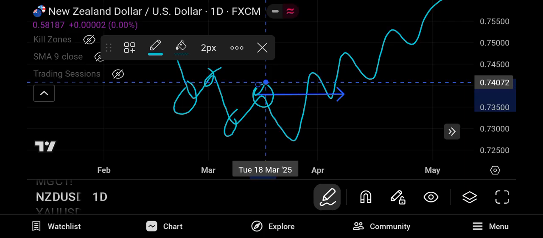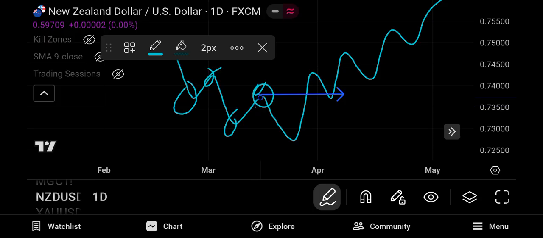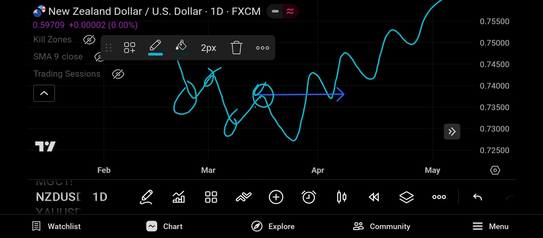What if you are continuing the trend? You still have break of structures in the continuation of a trend. Now let me show you that one. It's simpler. I should have begun with that one.